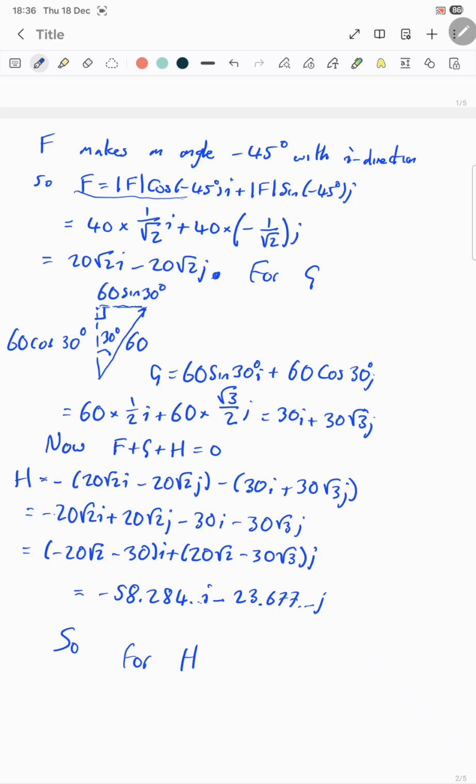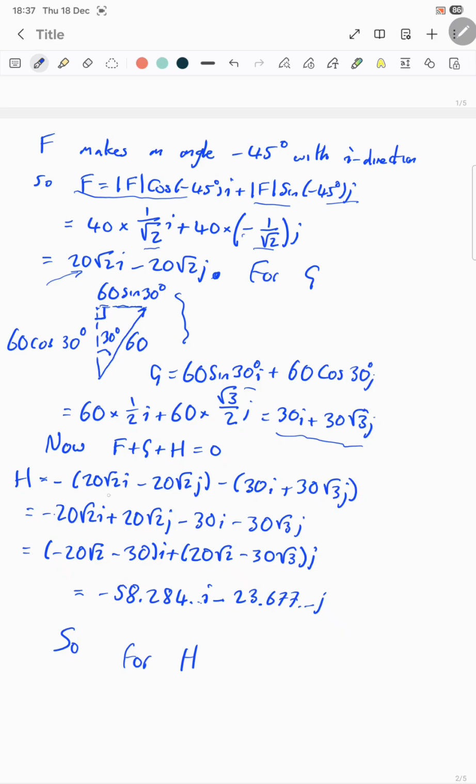So F equals the magnitude of F cosine negative 45 degrees I, and likewise for sine negative 45 degrees J, because cosine of 45 and sine of 45 both equal 1 over root 2, but this one just with the negative, we get this. Now for G, we will show this pictorially here. So G equals 60 sine 30 I plus 60 cosine 30 J. Now sine of 30 and cosine of 30 are standard angles again, so we have exact solutions here, which gives us this.